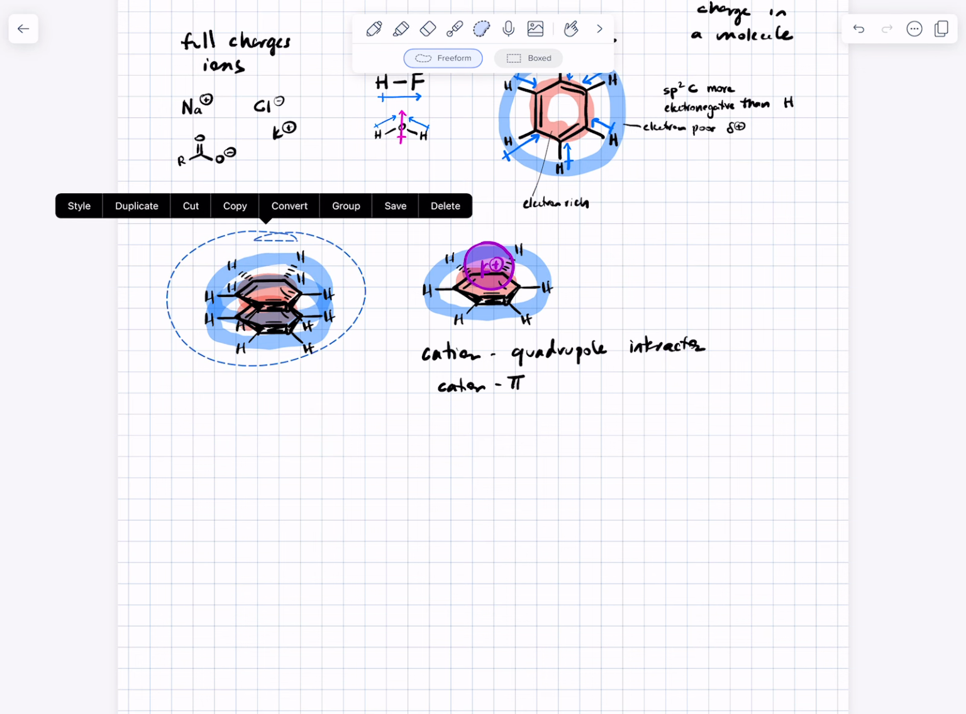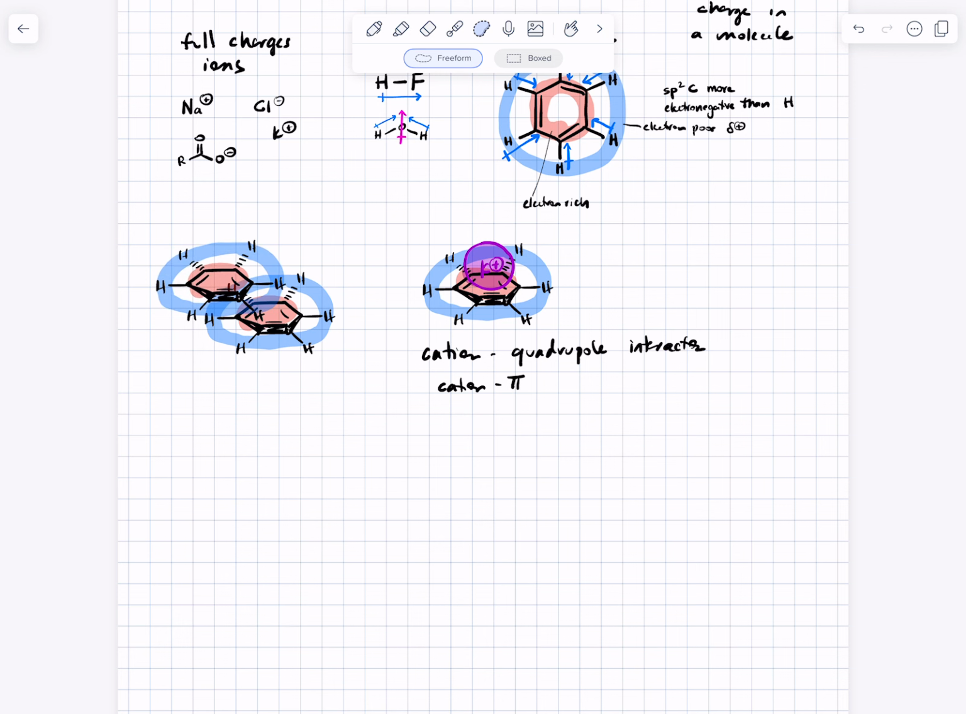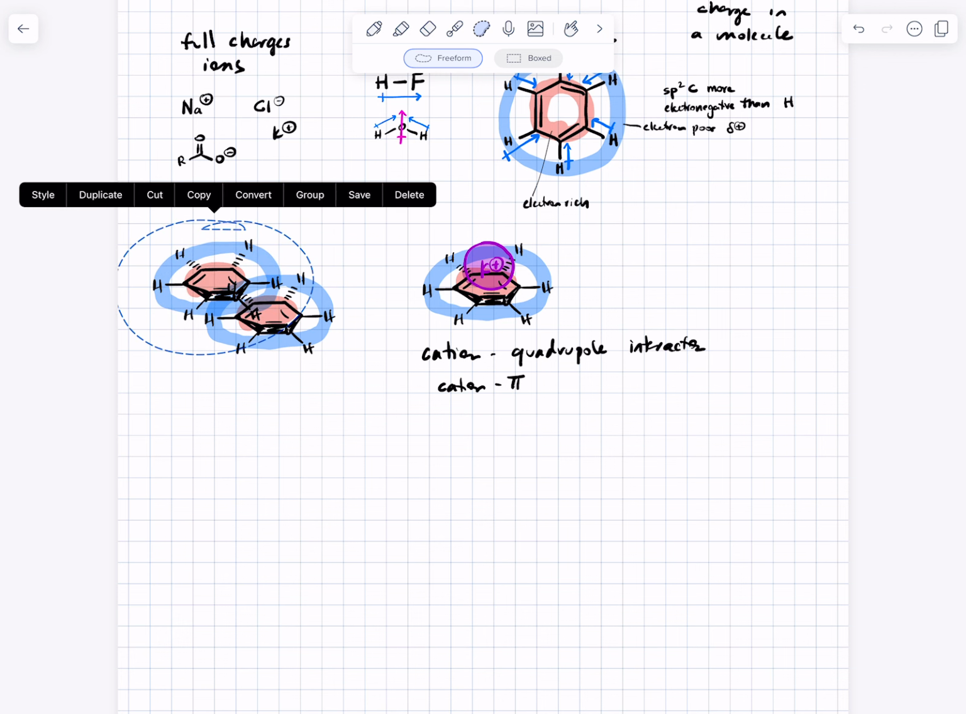Why not? Like charges repel, right? See how much you can predict. But if you did calculations or did observations, what you get is this offset stacked dimer where the electron poor edge of one benzene stacks on the electron rich face of the other benzene.